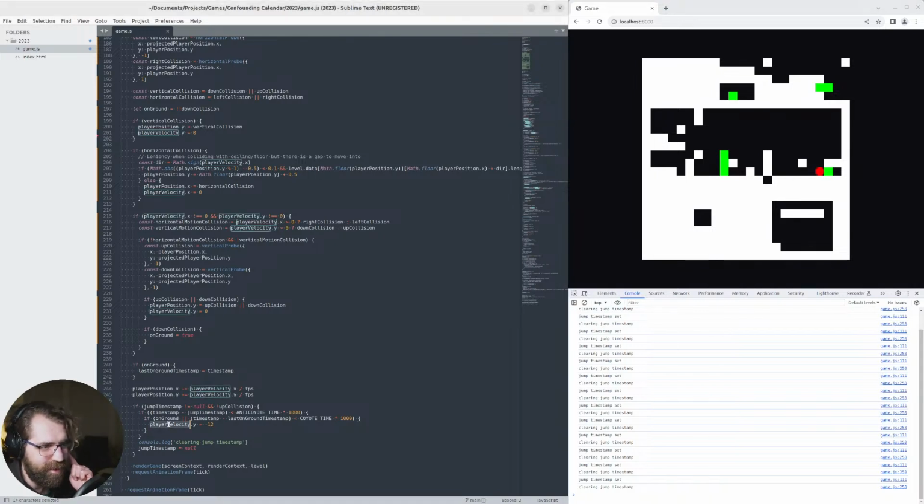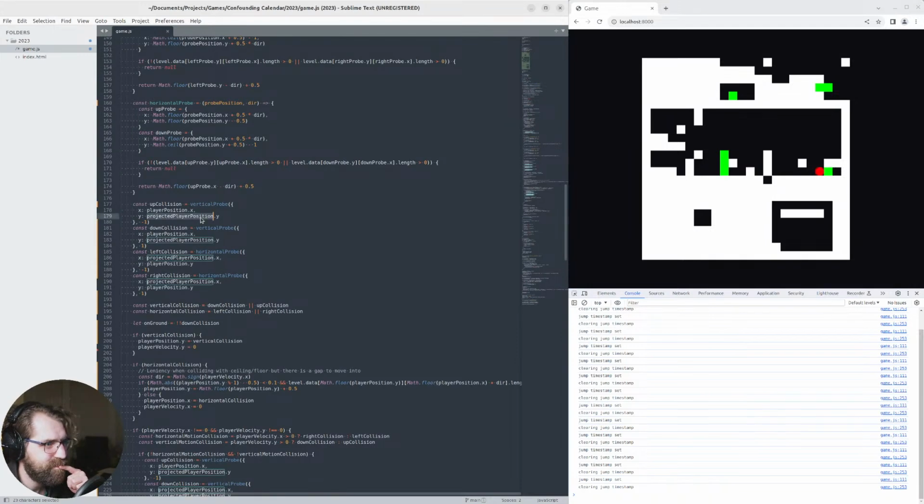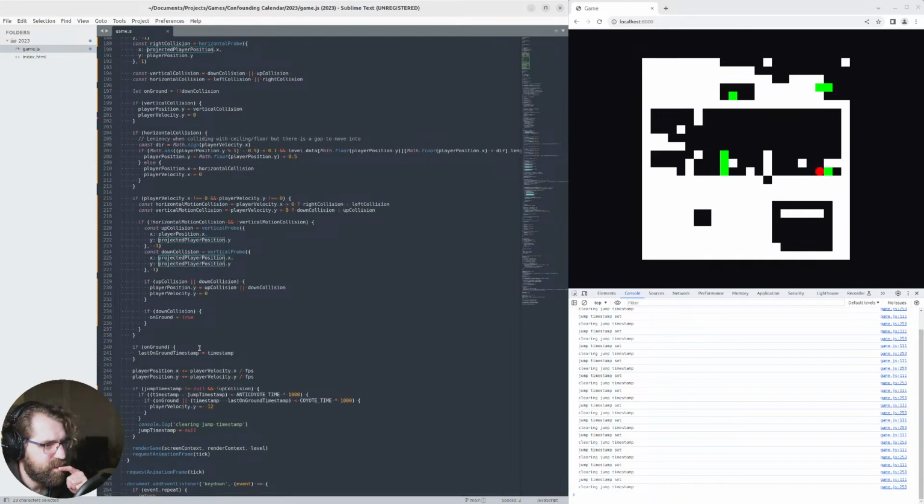What I could do is set the player velocity. Interesting. So yeah, the issue here is this up collision. It thinks there isn't one, and so it's doing a jump anyway. Okay.